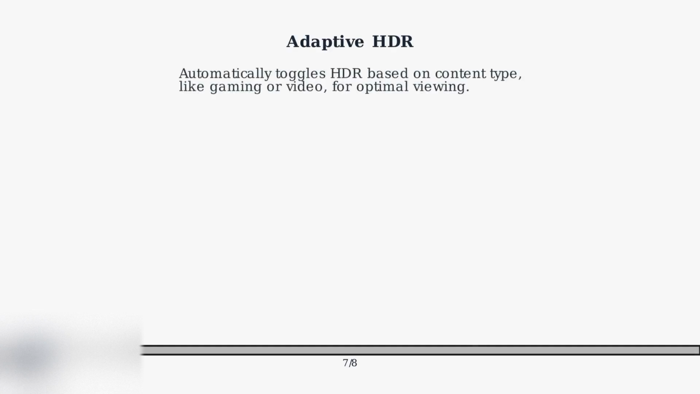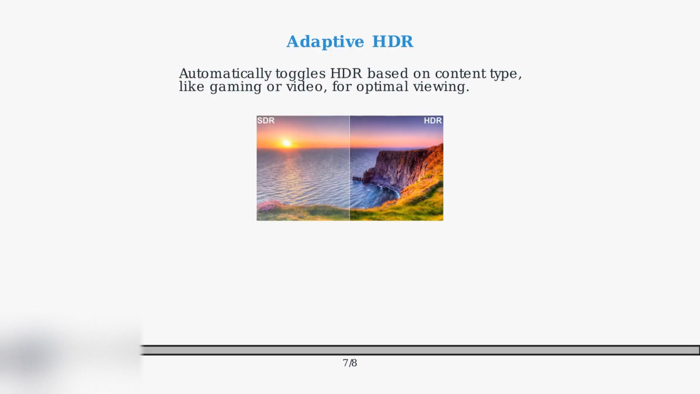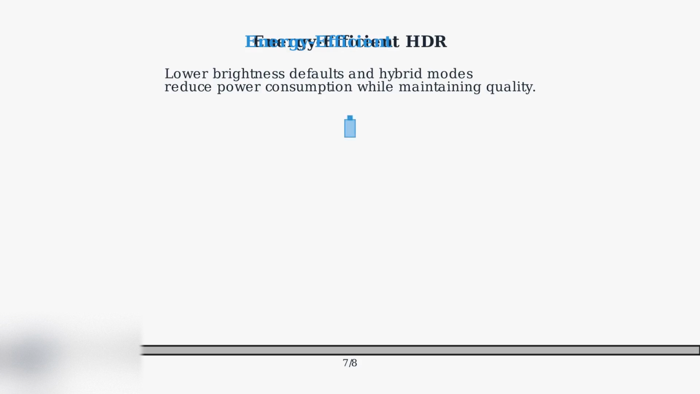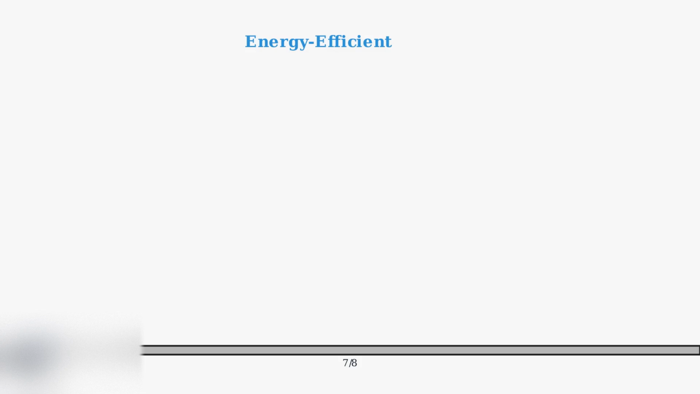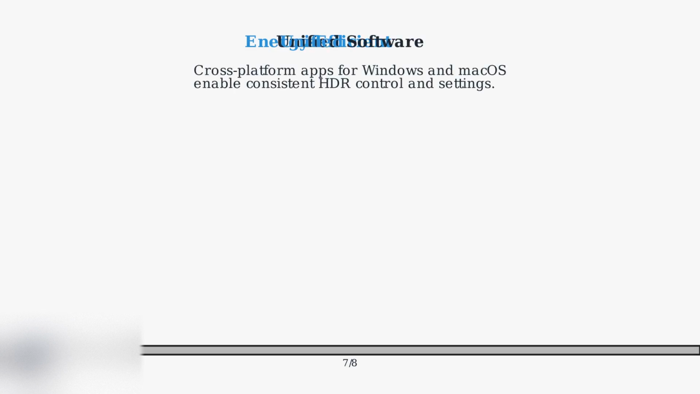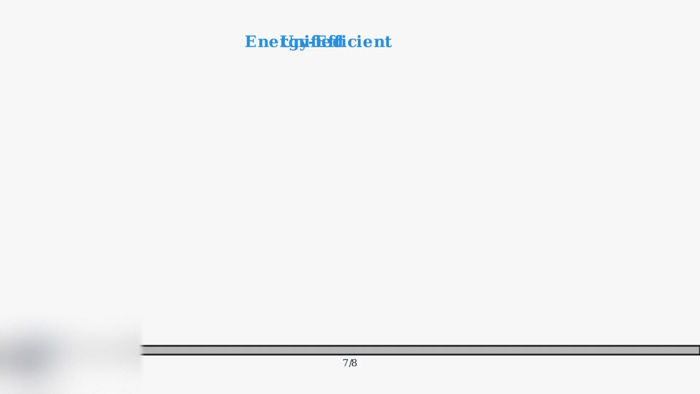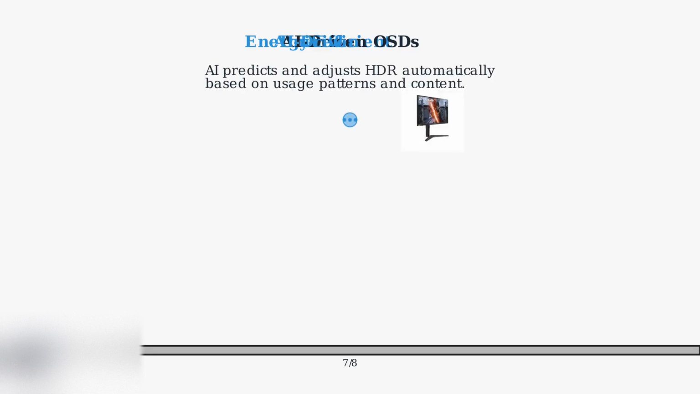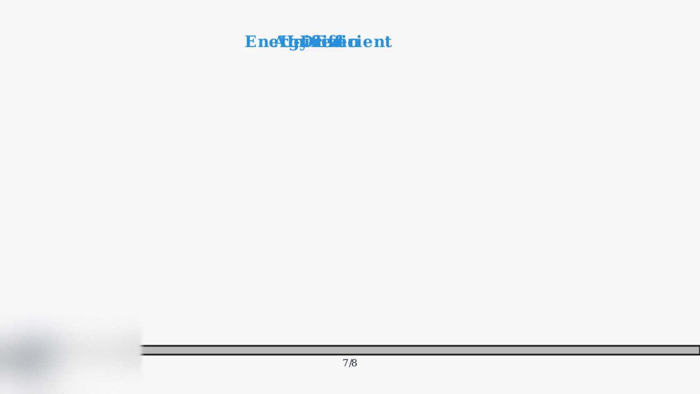Newer LG monitors now feature Adaptive HDR, a smart technology that automatically toggles HDR on or off based on the type of content you're viewing. Energy-efficient HDR variants are emerging to address power consumption concerns. These use lower brightness defaults and hybrid modes that balance visual quality with reduced energy use. LG's software is becoming unified across platforms, with apps that work seamlessly on both Windows and macOS for easier HDR control and customization. In the future, expect AI-driven OSDs that use machine learning to predict and automatically adjust HDR settings based on your viewing habits and content patterns.